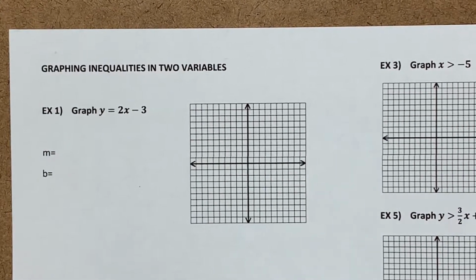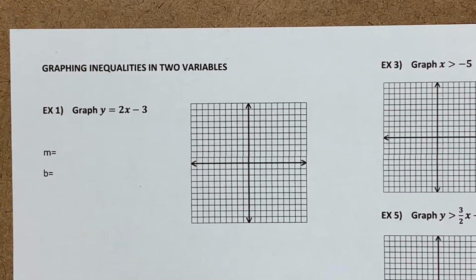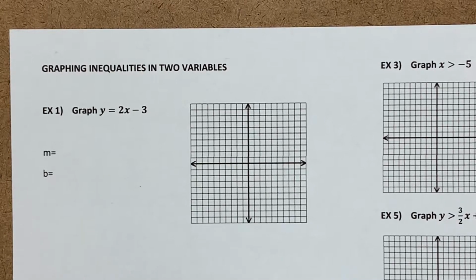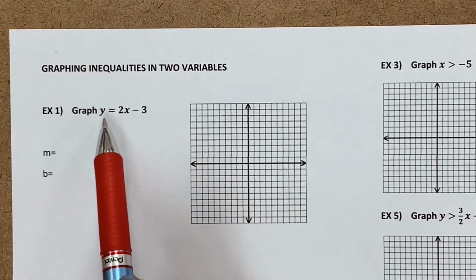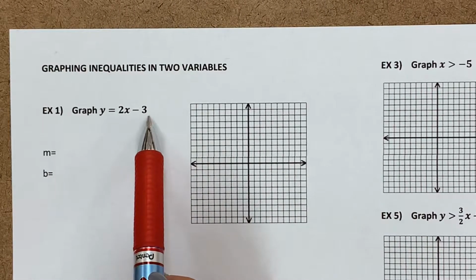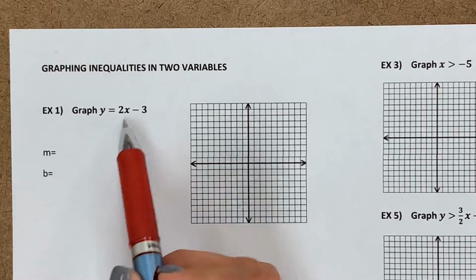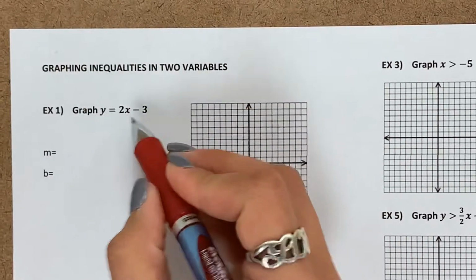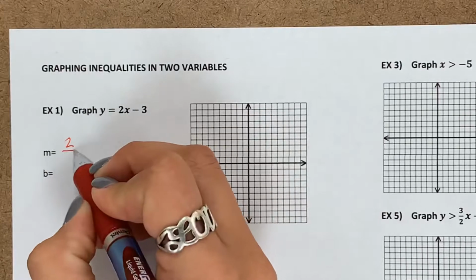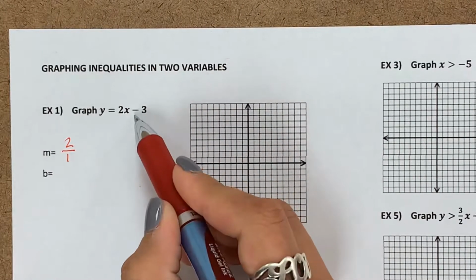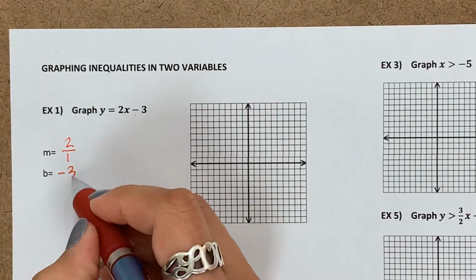All right, so today we're going to be graphing inequalities in two variables. Before we do that, we're going to do a quick refresher of graphing an equation. We have y equals 2x minus 3. So we're going to start by identifying our m, 2. Remember though, we want to write it as a fraction, so 2 should actually be 2 over 1. Our b is going to be the number at the end, so minus 3.